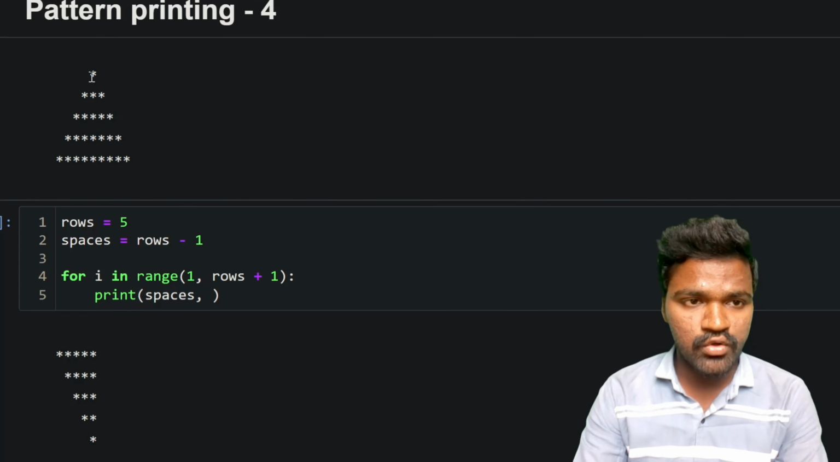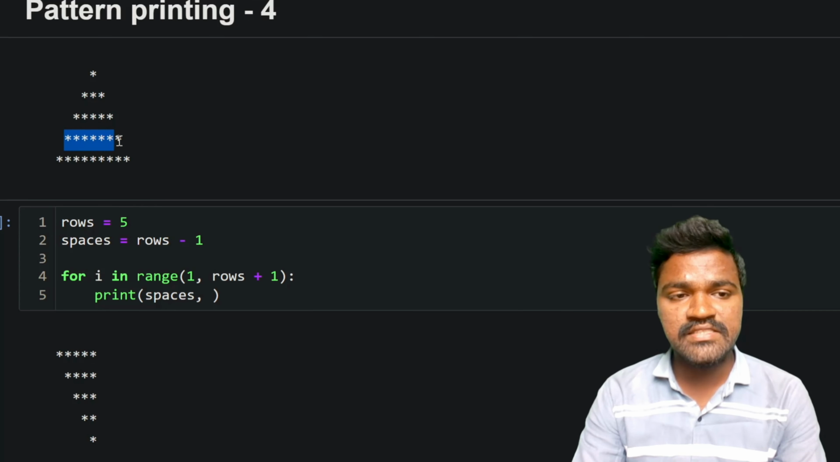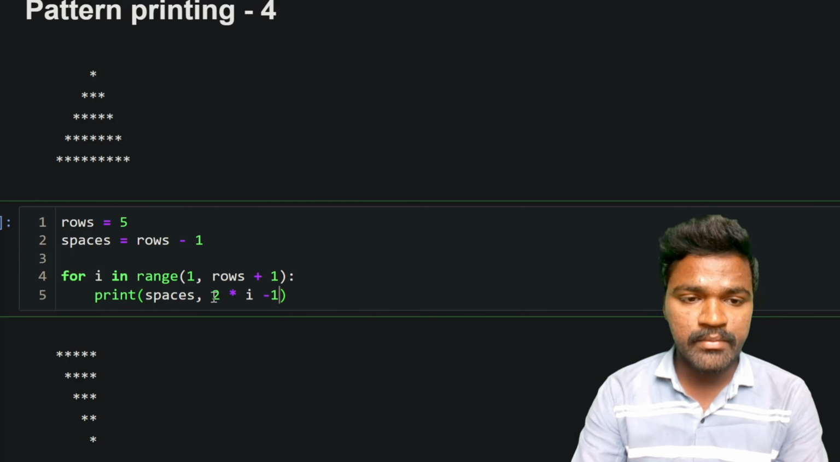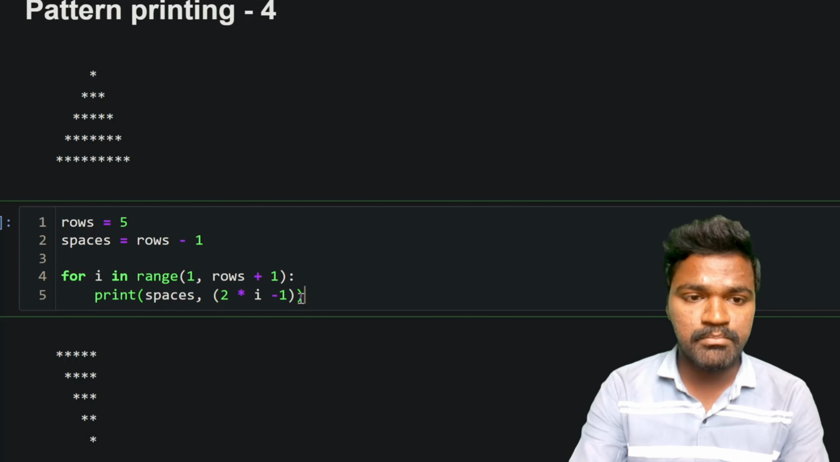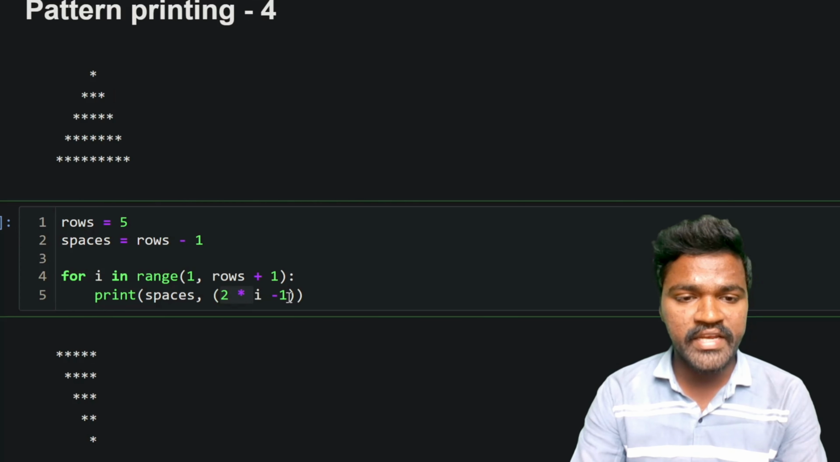Here in the first row you are having a single star, in the second row you are having three stars, and in the third row you are having five stars. These stars are incrementing with a specific pattern. The pattern is 2 multiplied by i minus 1. This is the pattern these stars are following. With i initially being 1, 2 into 1 is 2, 2 minus 1 becomes 1. 2 into 2 is 4, 4 minus 1 becomes 3. Like that, these stars follow a specific pattern.